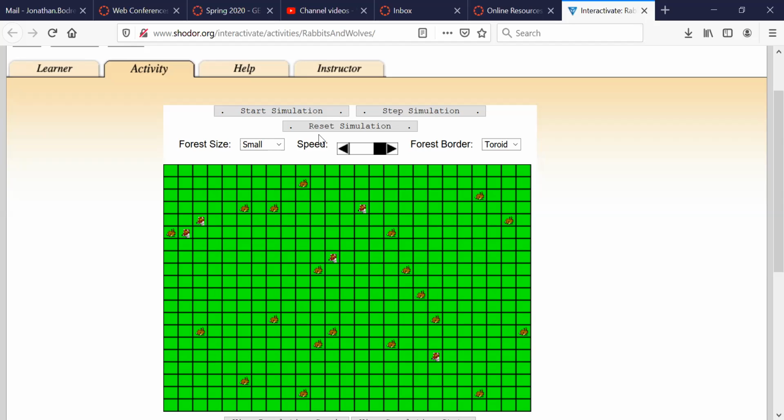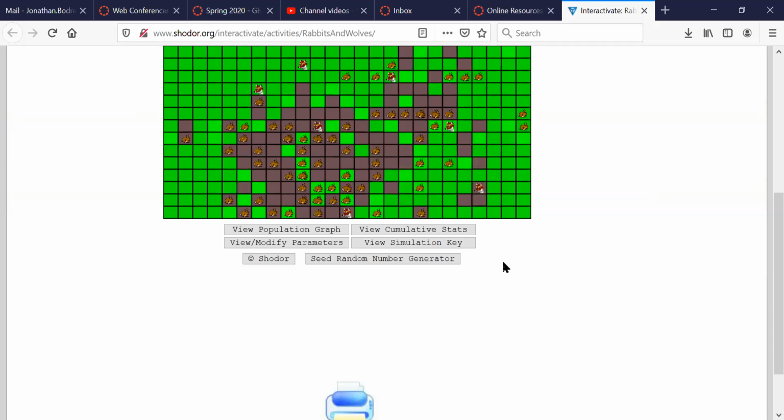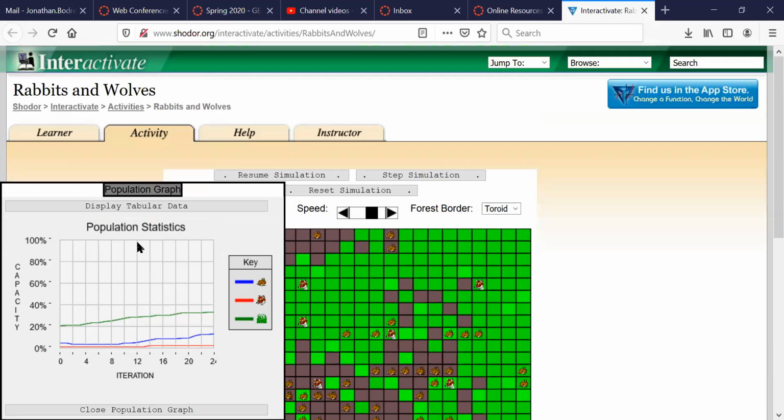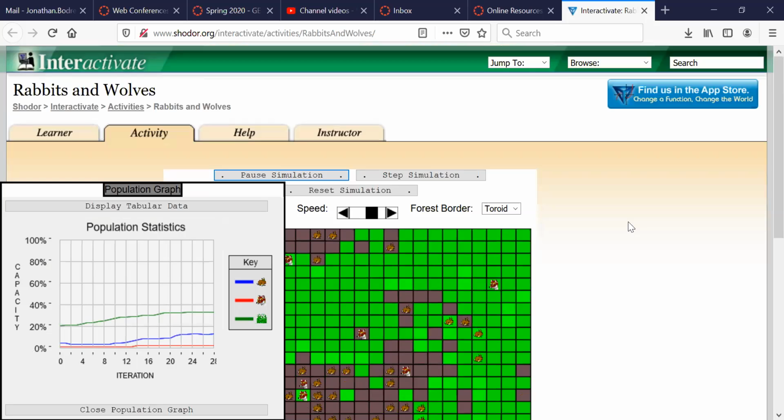So we'll start here and take a step or two. So you can see how the bunnies have eaten some of the grass. So the grass is going away. And then the foxes are going to get closer to the rabbits. But let's go ahead and put this in motion. Let's do a reasonable speed to start. And let me pause and show you the population graph. Let me slide this up here. And we'll resume the simulation here.